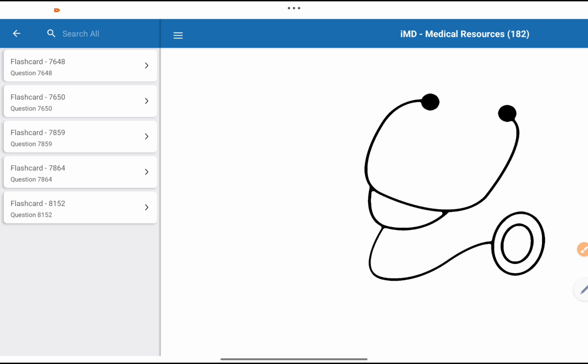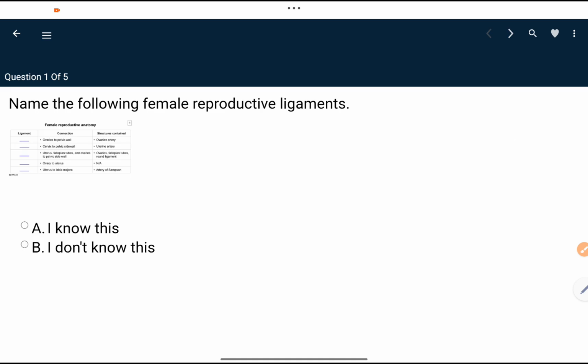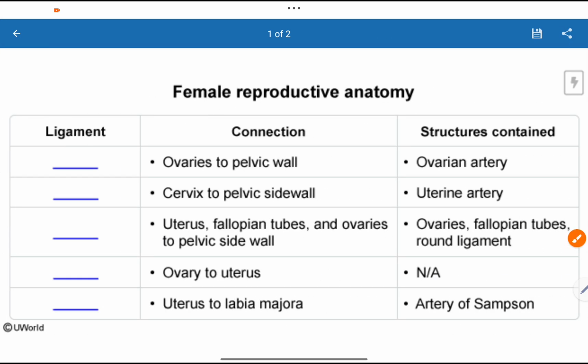So actually there are five flashcards given in the UWorld. So we'll try to know these flashcards. Let's open the first one. This is the first flashcard, given in the format of: name the following female reproductive ligaments, and this table has been given. Whether I know or I don't know this, I'll have to select. Since I know this, I'll try to recapitulate whatever I have studied using this flashcard.